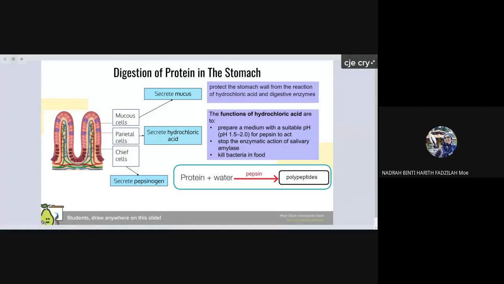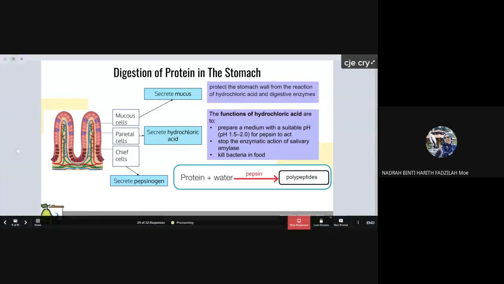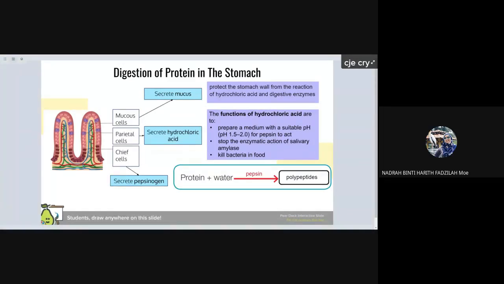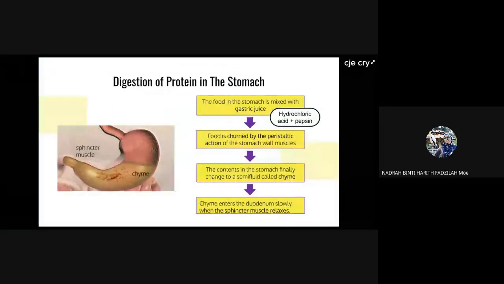After the stomach, now comes the intestine, the role of the intestine. Okay, but before that, how do all these components, the mucus, hydrochloric acid and pepsinogen, work? Basically, the combination of hydrochloric acid and also pepsin is called gastric juice.